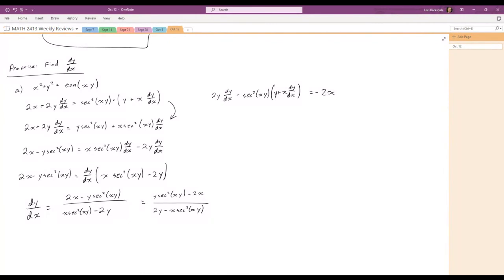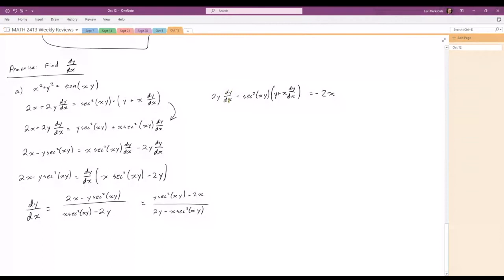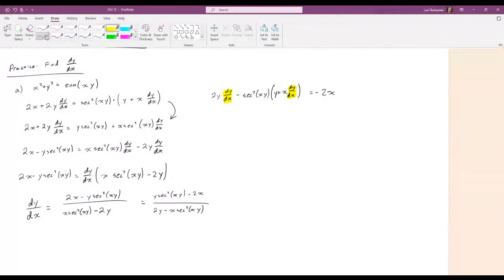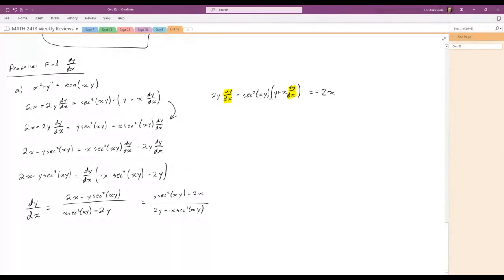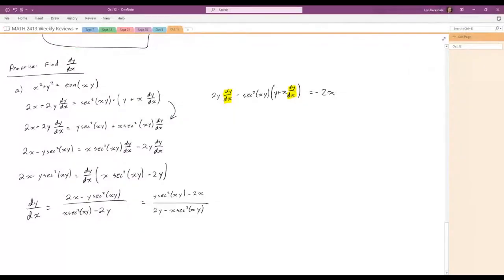Well, the problem with this approach is that we can't immediately factor our dy/dx's out. Here we have a dy/dx in our first term and in our third term, but we will have a term, secant squared xy times y, that doesn't have a dy/dx attached. So that means that we can't actually factor out a dy/dx. And that's a problem because if we can't factor out a dy/dx, then we can't divide everything else over, and it's really hard to isolate dy/dx.